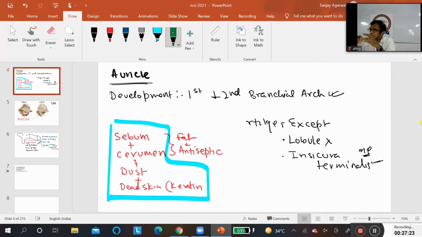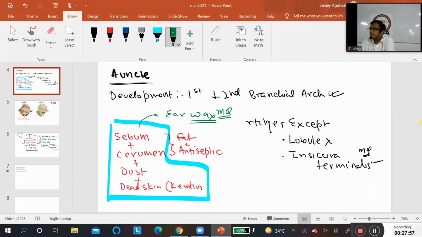But due to some reason, due to some defect, if these four things mix and accumulate in the canal, then it becomes what is called ear wax. This is called ear wax. And this is a very important MCQ. What is the content of ear wax? Ear wax has four things: sebum, cerumen, dust particles, and keratin. Remember this.